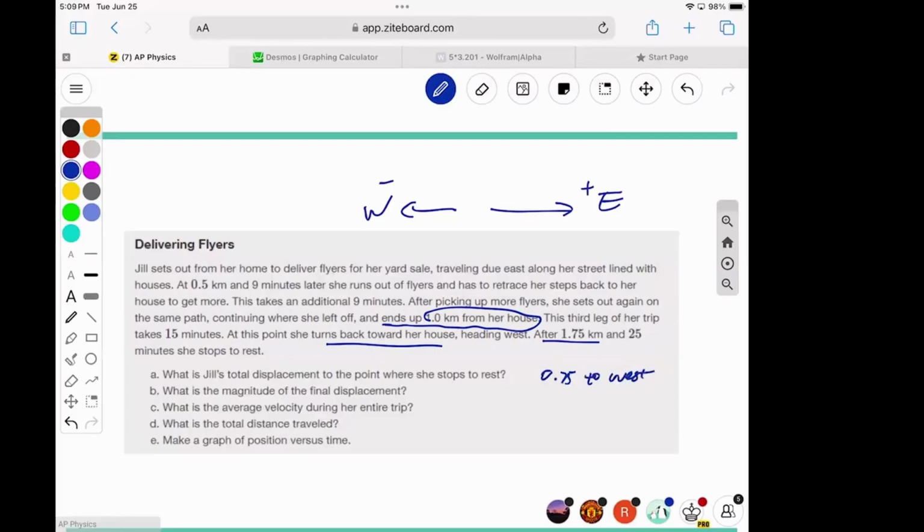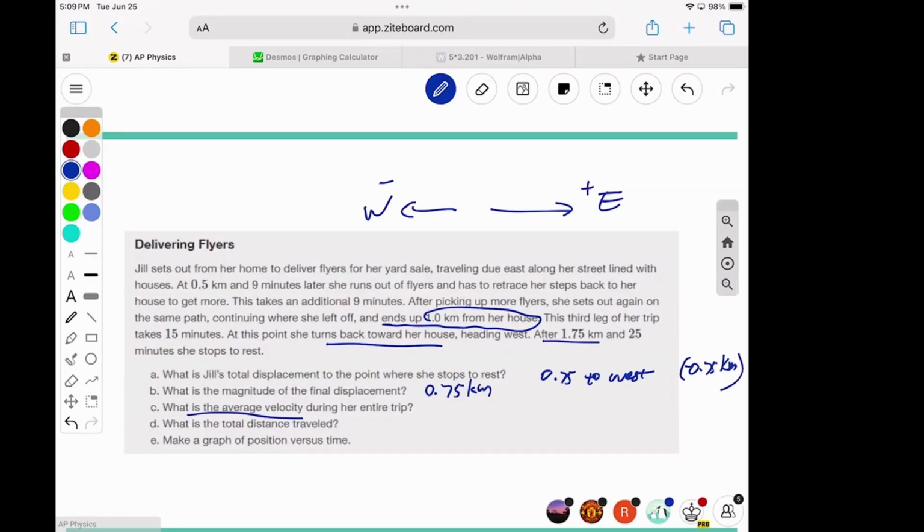Okay. What is the magnitude of the final displacement? So I guess we can say this is negative 0.75 here. And of course, I should include my unit, which is km. The magnitude is the absolute value, so it's 0.75 kilometers. This is the question one asks. What is average speed during her entire trip? How do we do that?